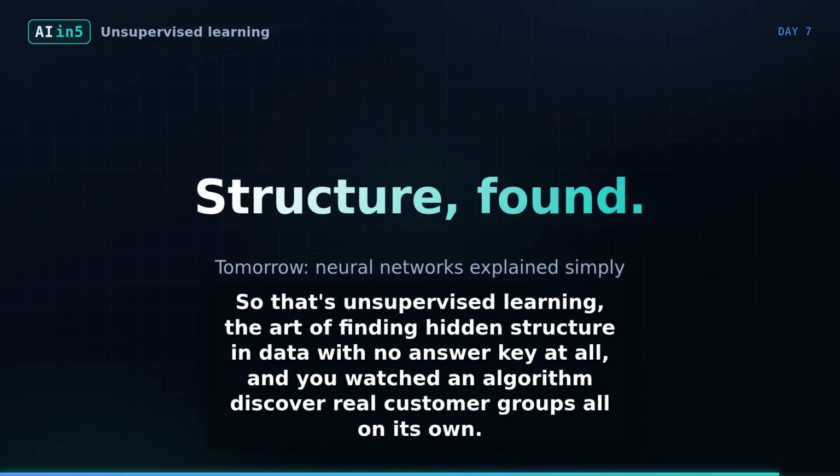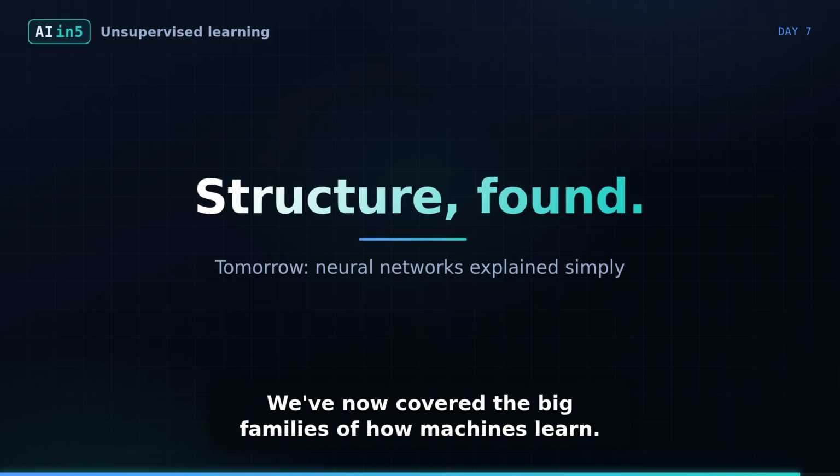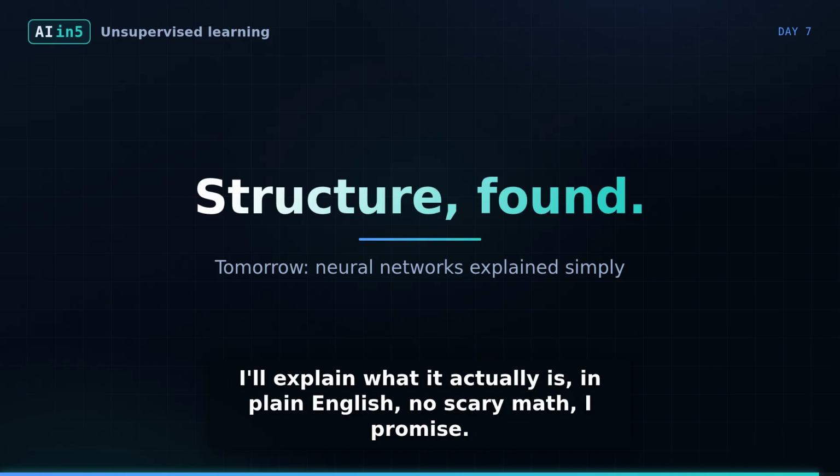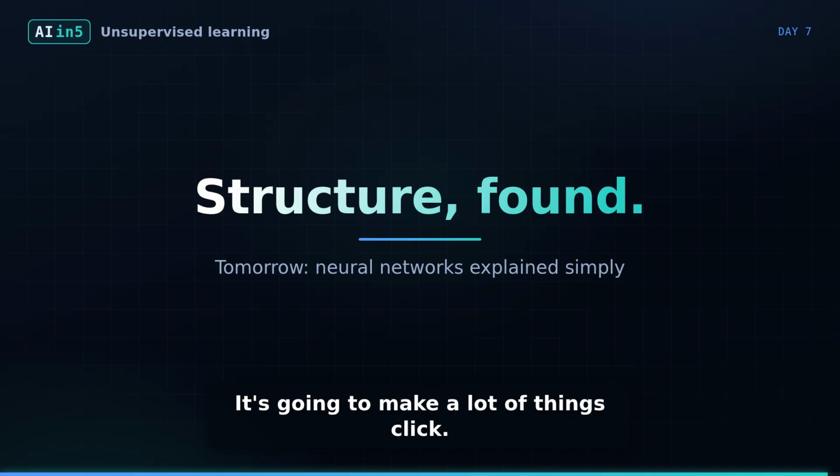So that's unsupervised learning, the art of finding hidden structure in data with no answer key at all. And you watched an algorithm discover real customer groups all on its own. We've now covered the big families of how machines learn. Tomorrow, we're going to crack open the engine behind the most powerful modern AI, the neural network. I'll explain what it actually is, in plain English, no scary math, I promise. It's going to make a lot of things click.